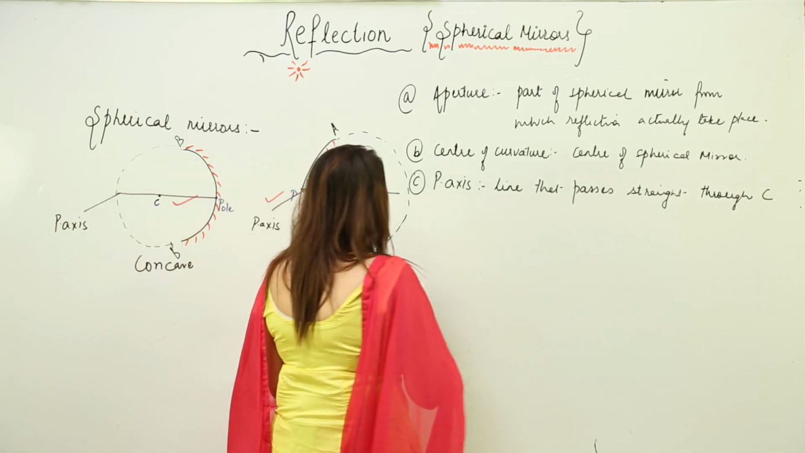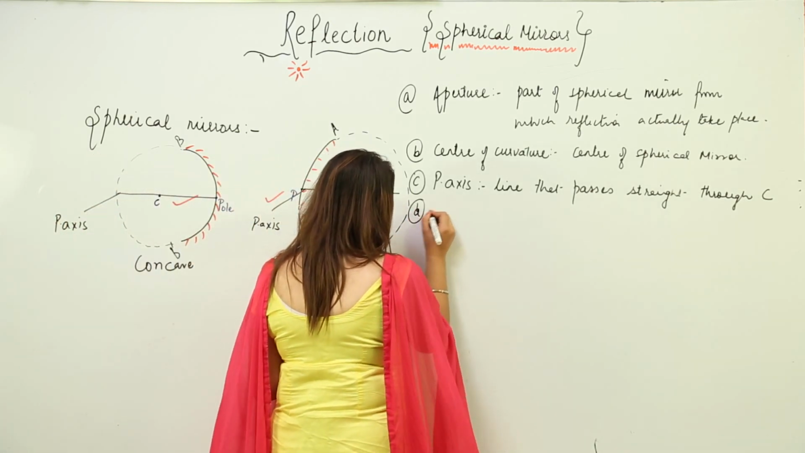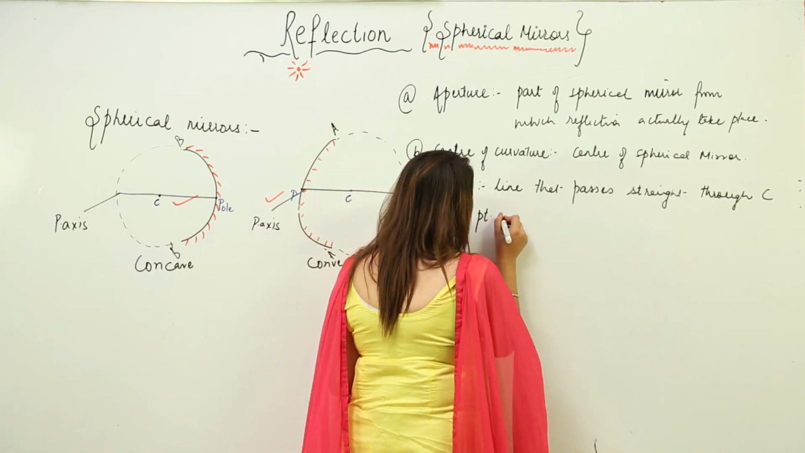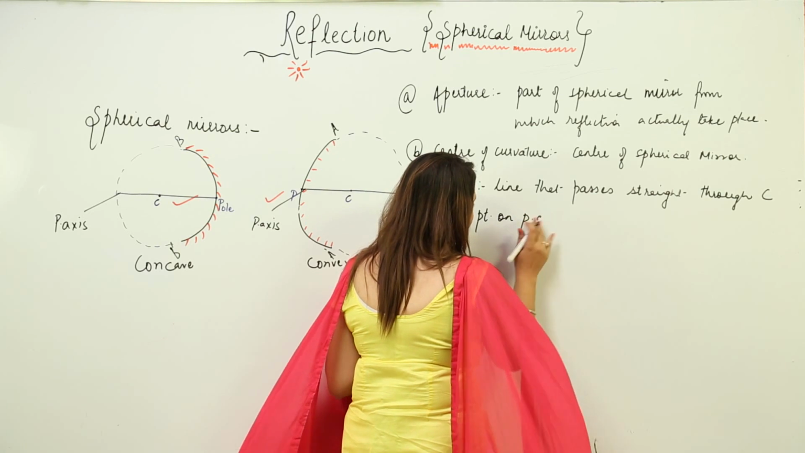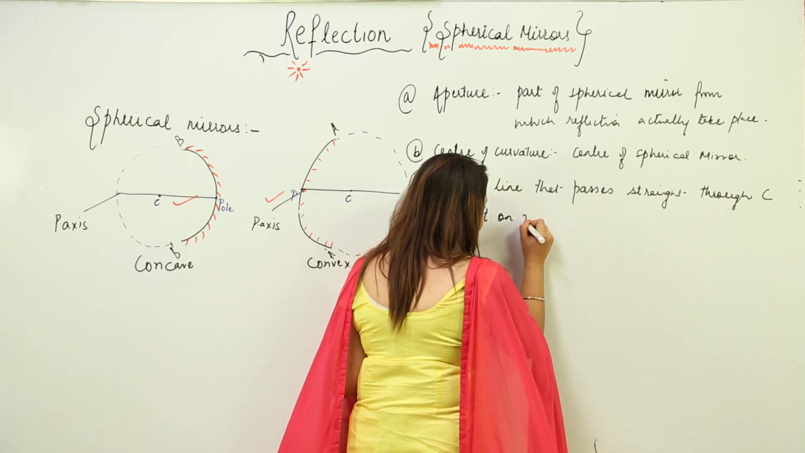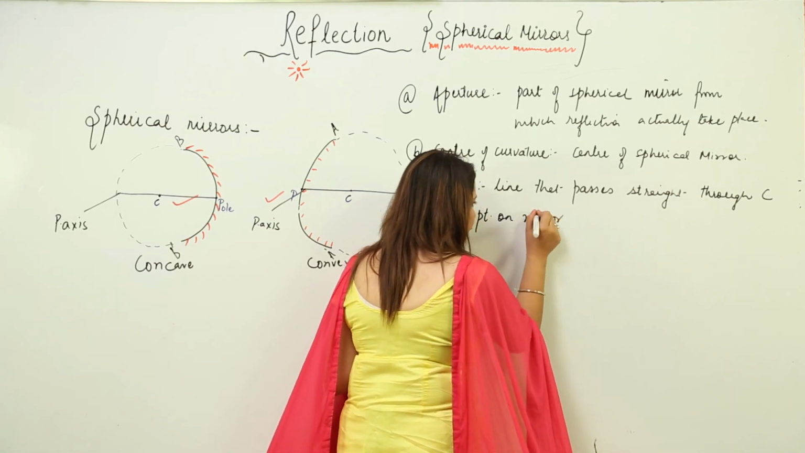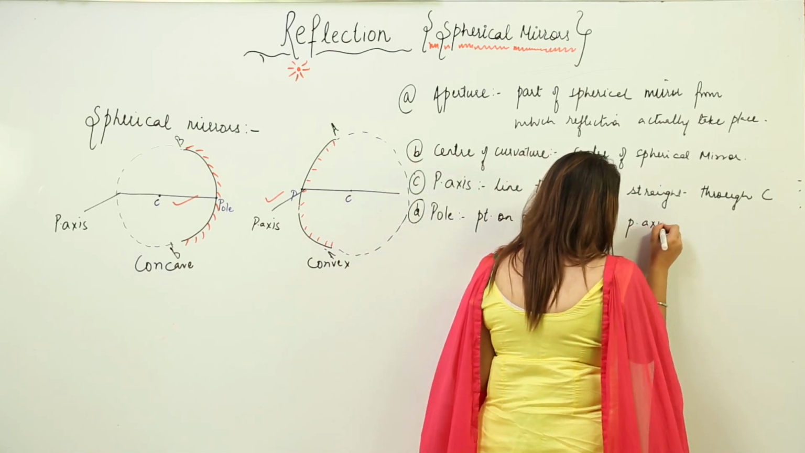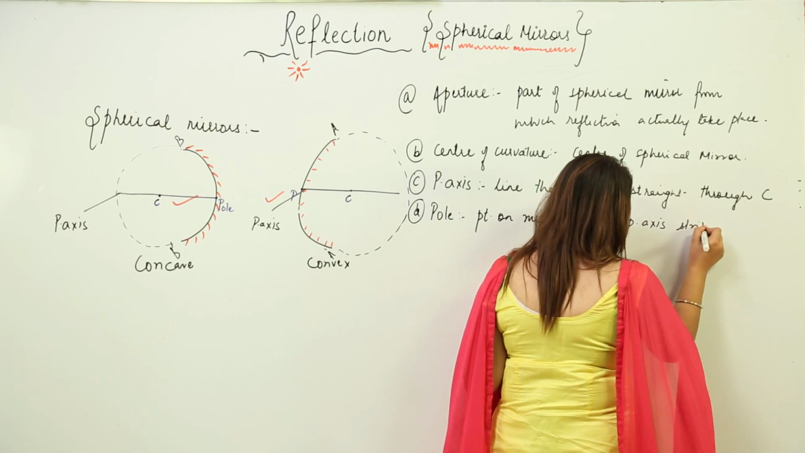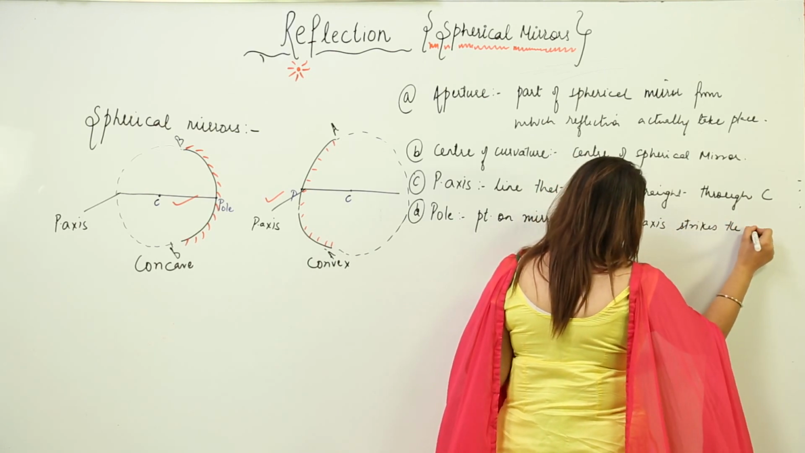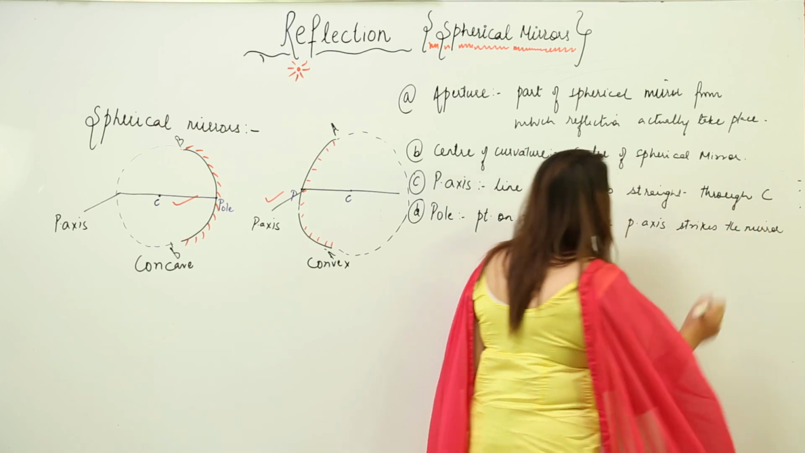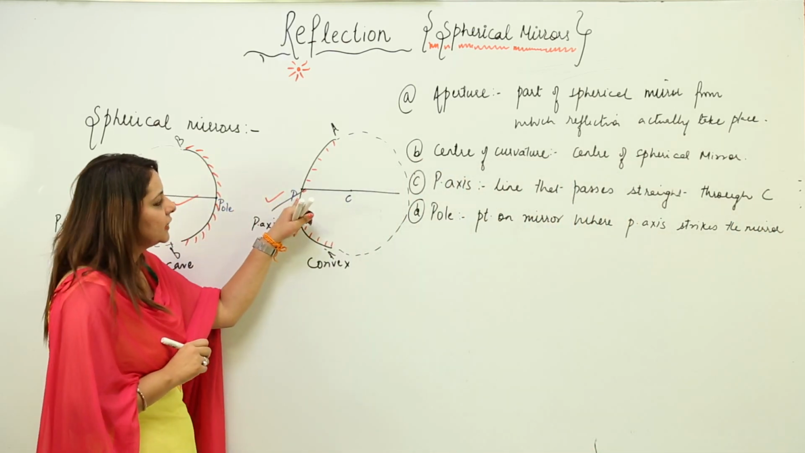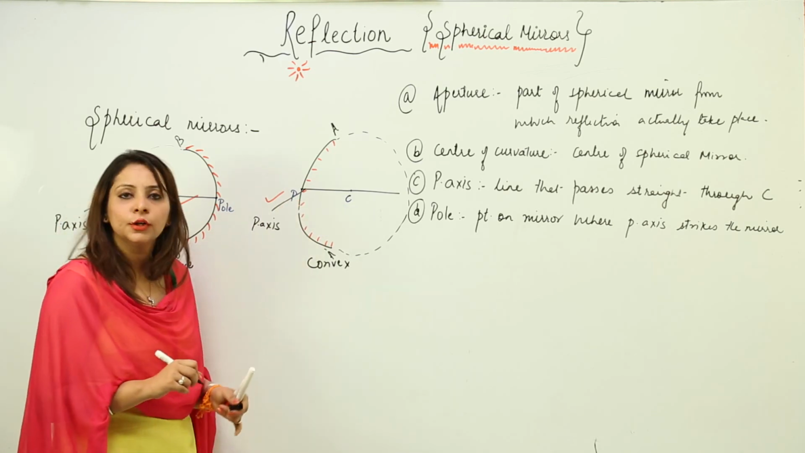So what is pole? Another term. Pole is a point on the mirror where the principal axis strikes the mirror. It is the point where the principal axis strikes the mirror. As you can see that it is striking here, so it is a pole. It is striking here, this side, this is a pole.